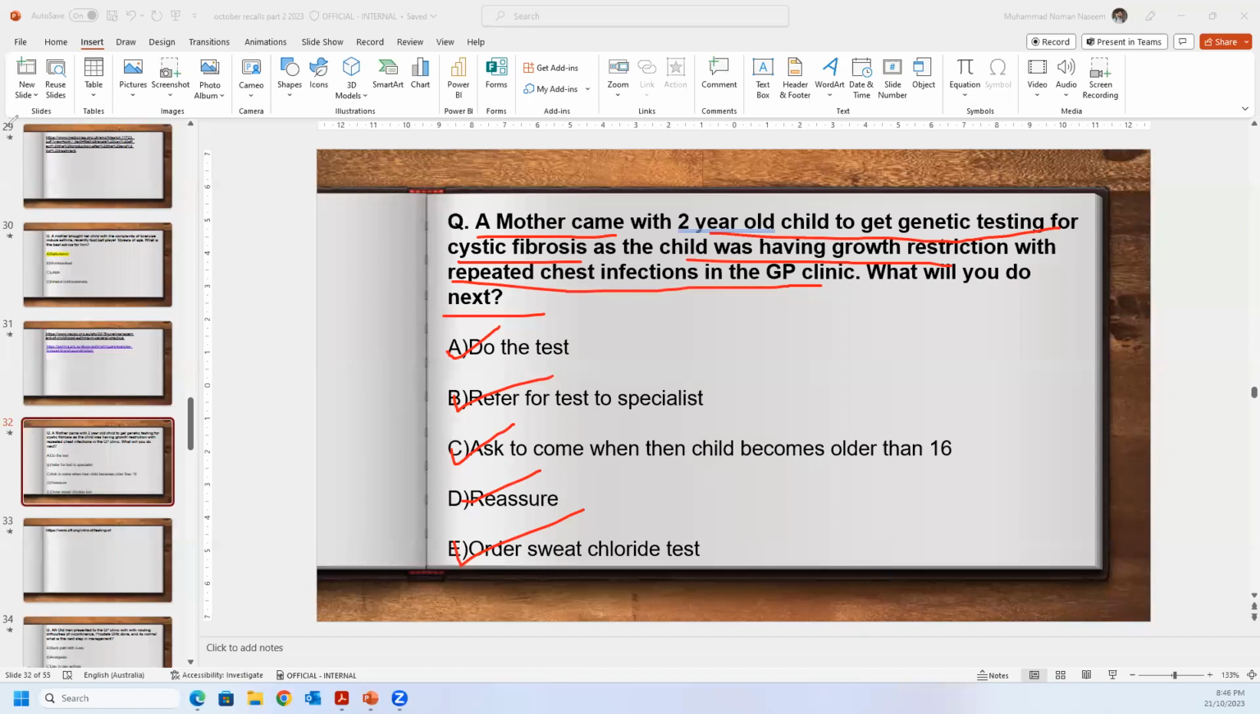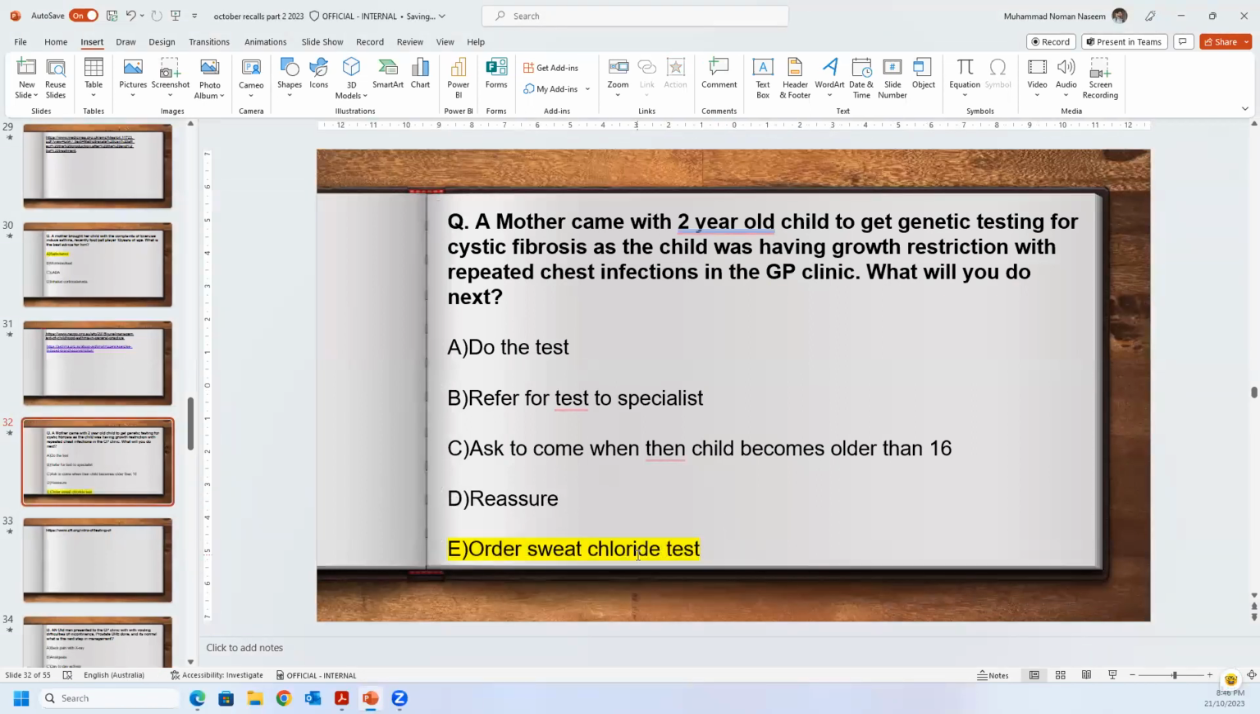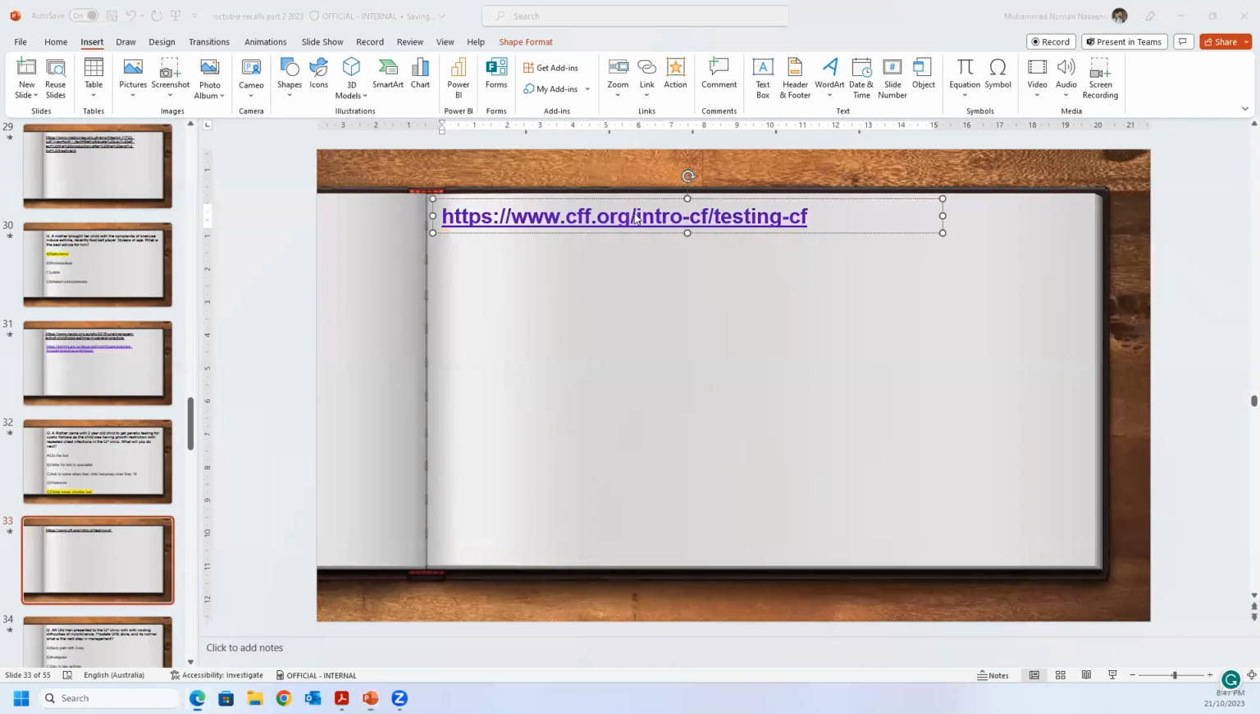So what a GP can do is the next best thing, which is order a sweat chloride test. If it is positive, you don't need to do a genetic test. If the sweat chloride test is positive, along with the clinical correlation, we suspect that the patient might have cystic fibrosis, and we start the treatment right away.